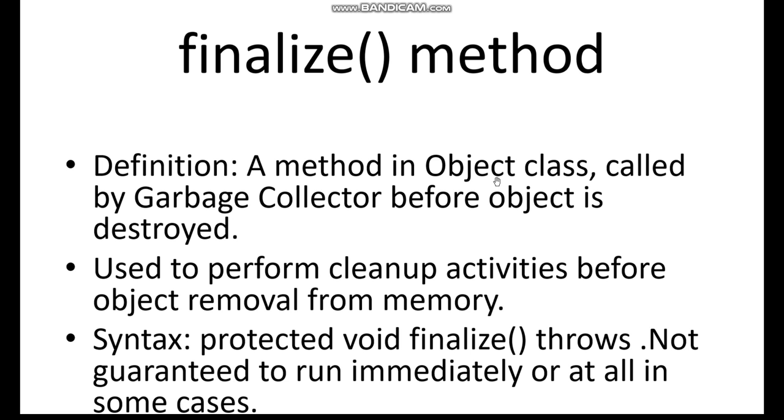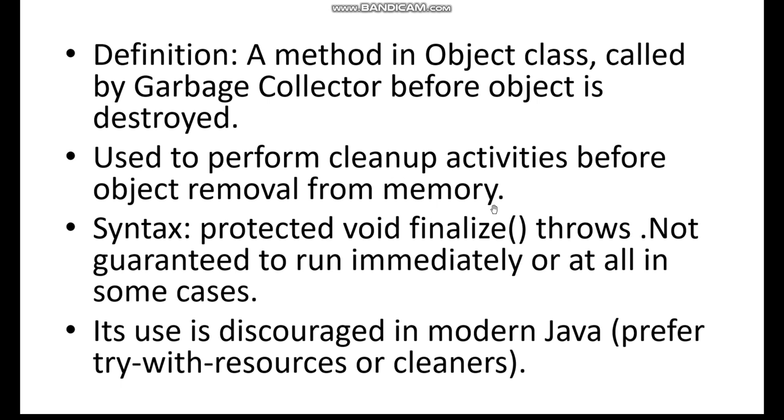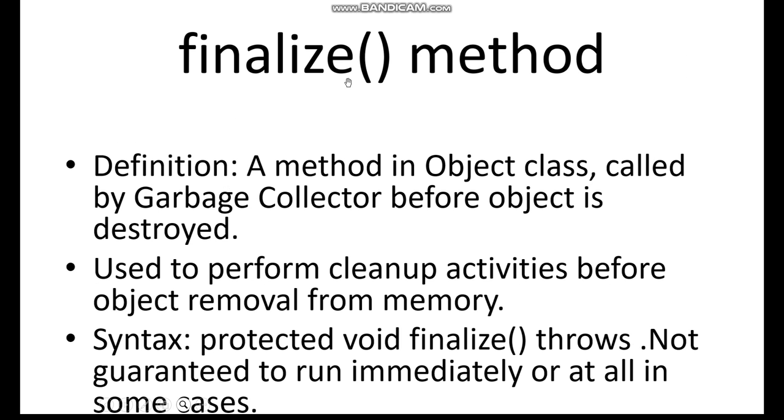And the Object class has certain methods like hashCode, equals, wait, sleep. Similarly, finalize is also a method of the Object class, called by the garbage collector before an object is destroyed. It is used when we want to perform cleanup activities after everything has been done with the object. The object is no longer in use, but we want to perform certain activities, like closing a file or something else. Those cleanup activities are performed by the finalize method before the object is removed.